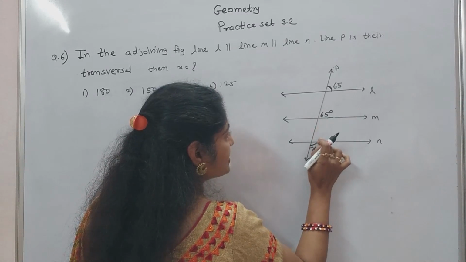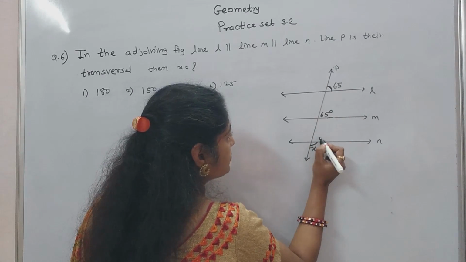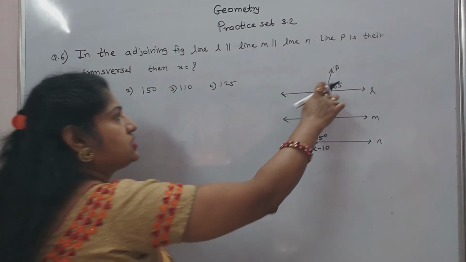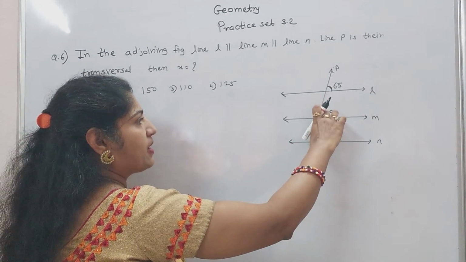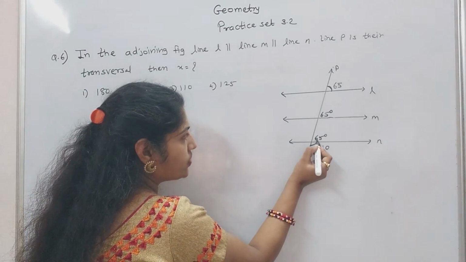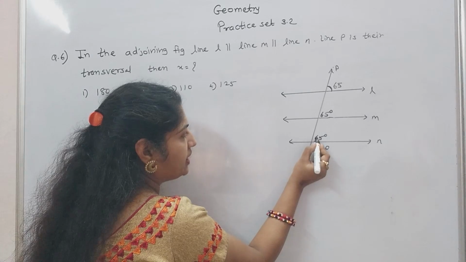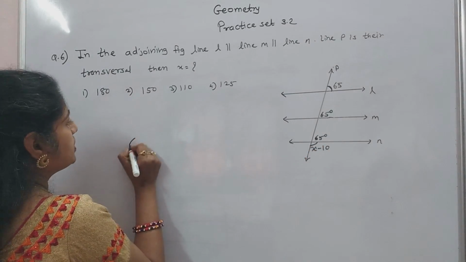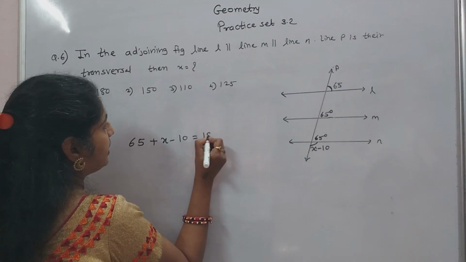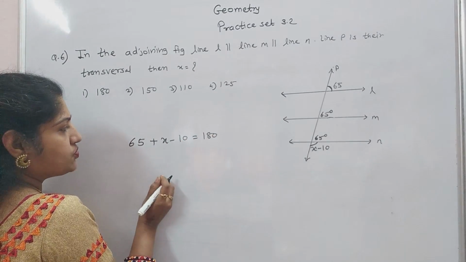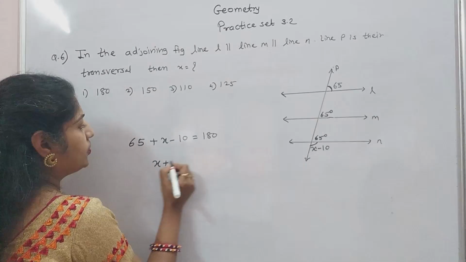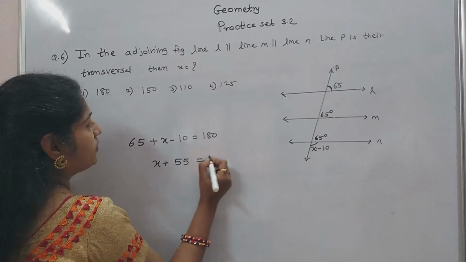Now these two lines are parallel and P is the transversal. So this angle is also 65. These two are corresponding angles. These two are corresponding angles. Now these two angles are a linear pair, so 65 plus x minus 10 equals 180. 65 minus 10 is 55, so 55 plus x equals 180.